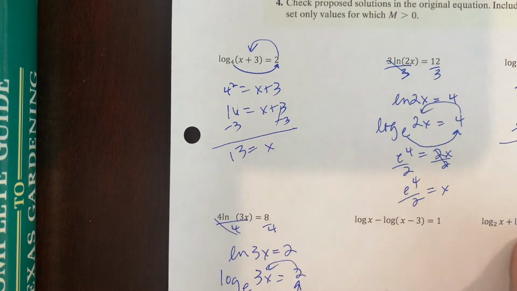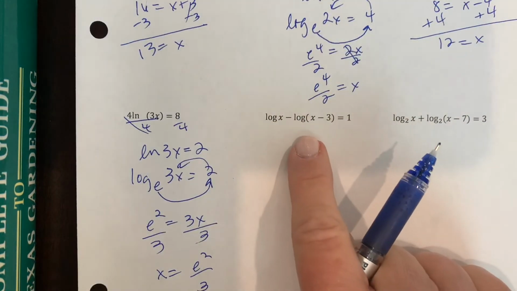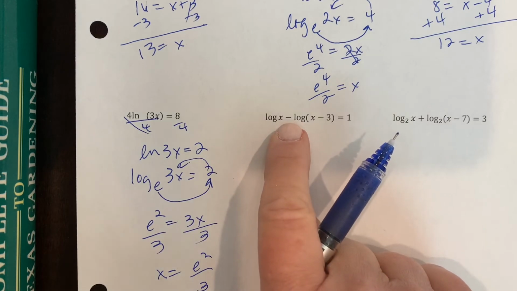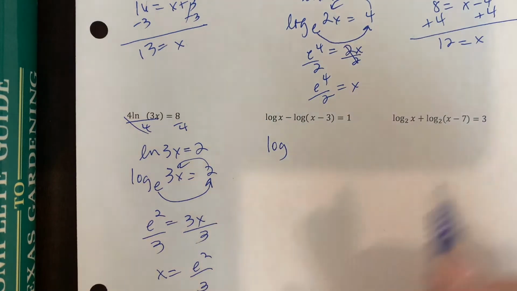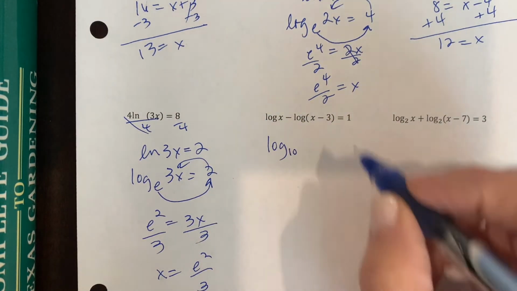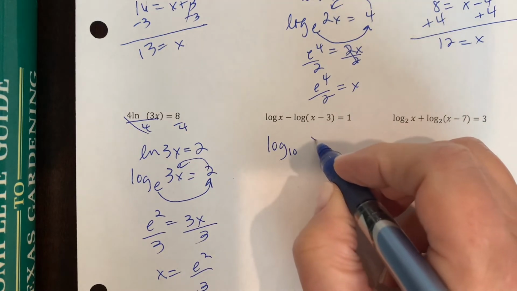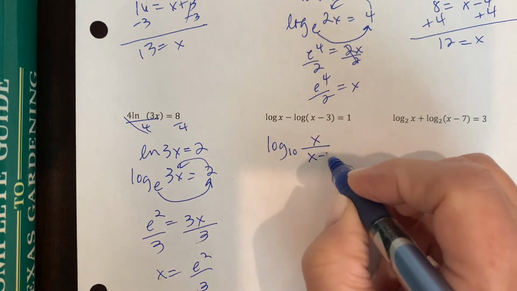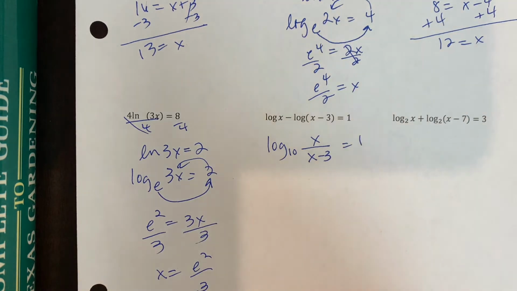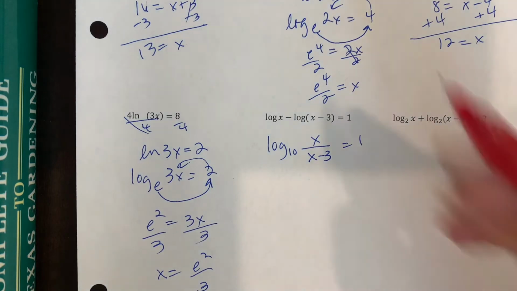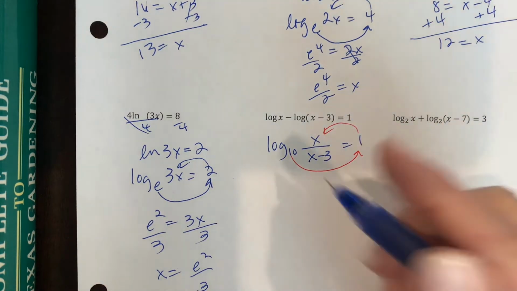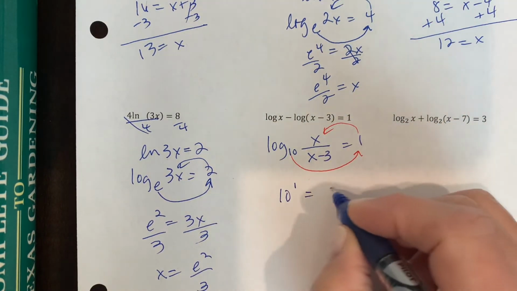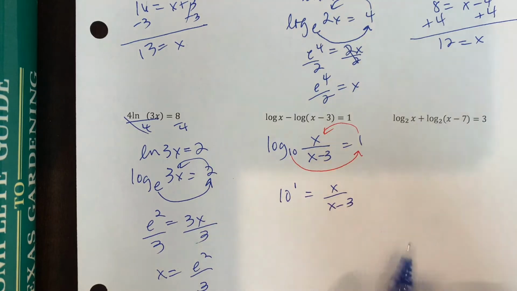All right, so now this uses some of the properties of logs to rewrite. So remember, a subtraction is rewritten as division. So this is log base, and since there is no base, remember that that's considered a log base 10. So log base 10 of x over x minus 3 equals 1. Okay, so if I'm doing that counterclockwise thing, that would mean 10 raised to the 1st power equals that. So 10 to the 1st equals x over x minus 3.